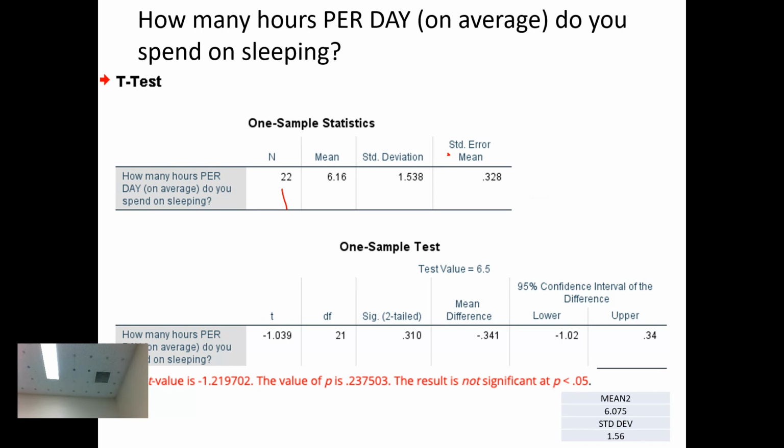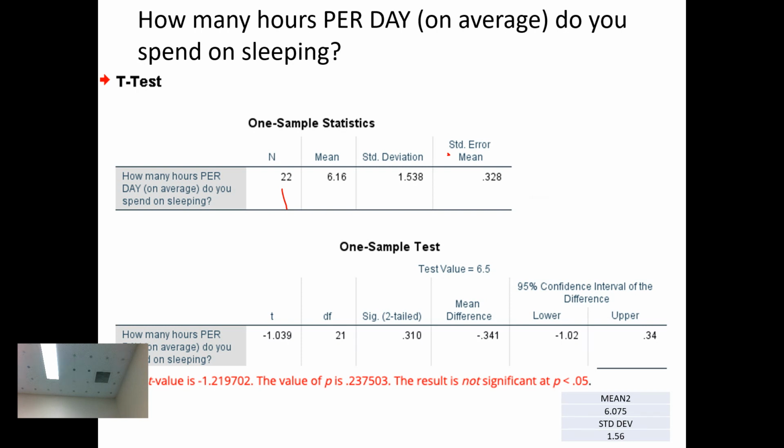Because it's more than 0.05. So when it's more than 0.05, you may ask the question, what does this mean? So it's basically saying that the probability of you getting a sample is about 31%.